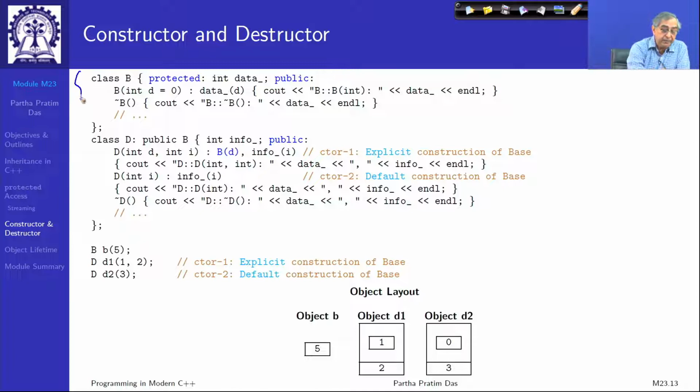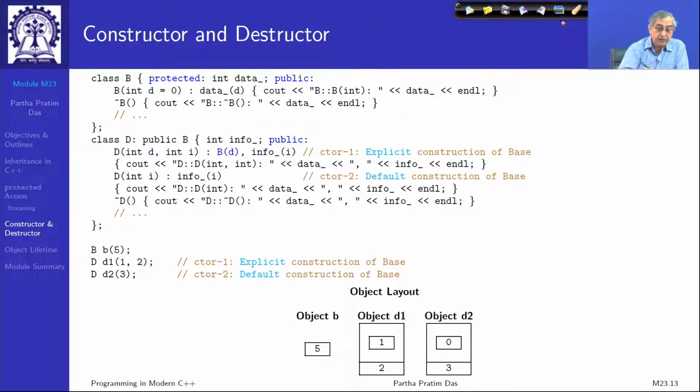There is a base class, with one data member which I have kept protected, because it is only for this, and the constructor and destructor are put in public. I could have put them in protected also. If I put them in protected, then I will not be able to construct a B object as I am doing here outside. So, I have kept them in public.